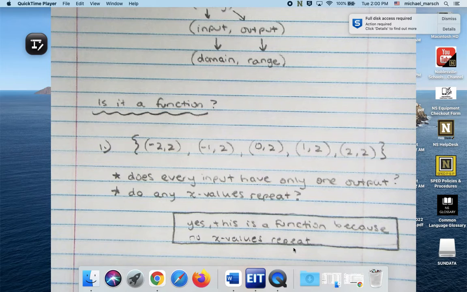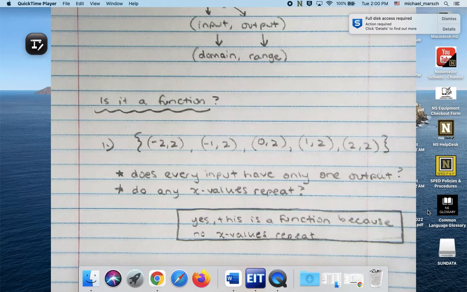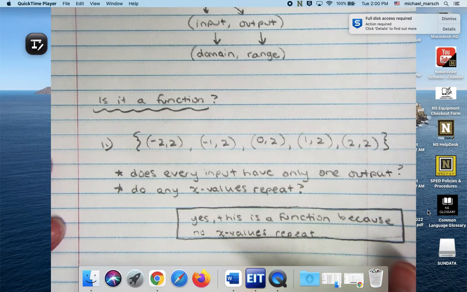How are we feeling right now about determining if something is a function? Pretty good. Yeah? Don't worry, we're going to practice a lot. All right, let's go on to the next page. Are you guys good?